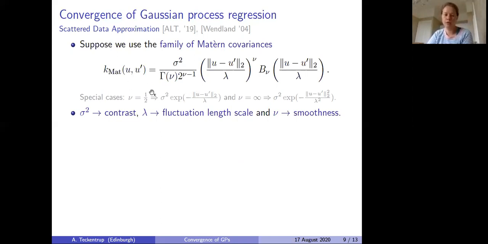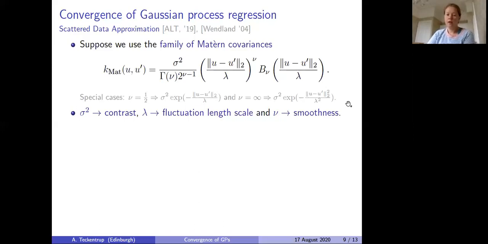So when nu is equal to 1/2, you get this exponential covariance function. You might know that as the covariance function of the Ornstein-Uhlenbeck process. And in the limit as nu tends to infinity, you recover this Gaussian covariance function. The difference between this one and this one here is that we have a square of the norm inside the exponential here. And so this is a much smoother function.